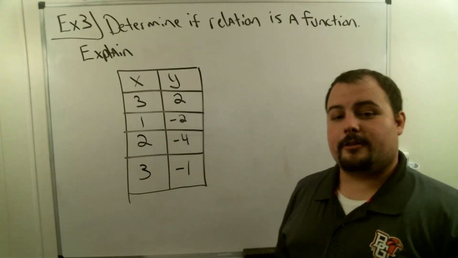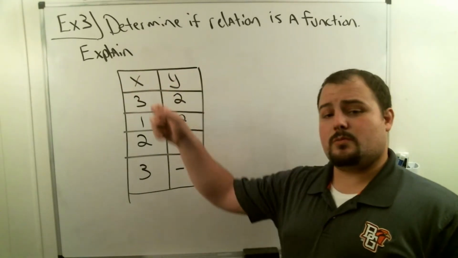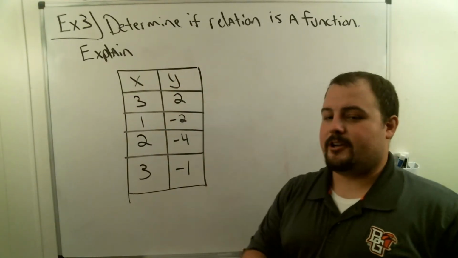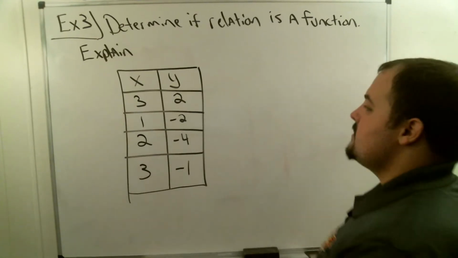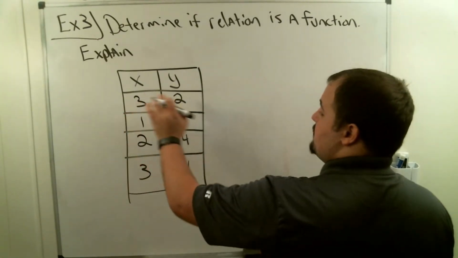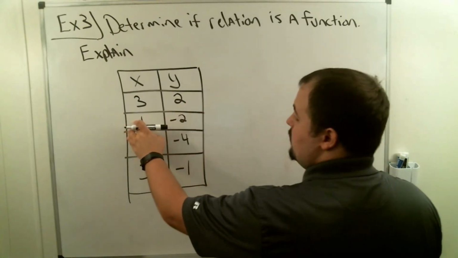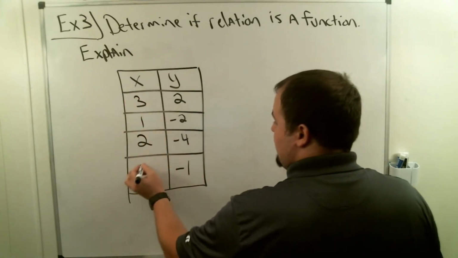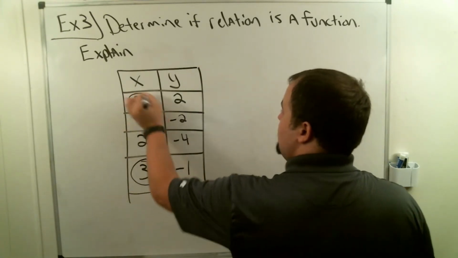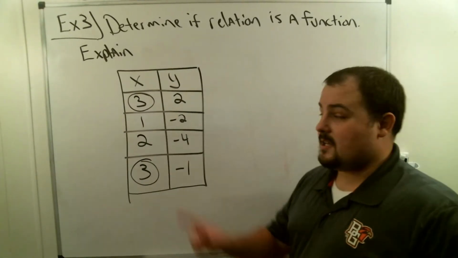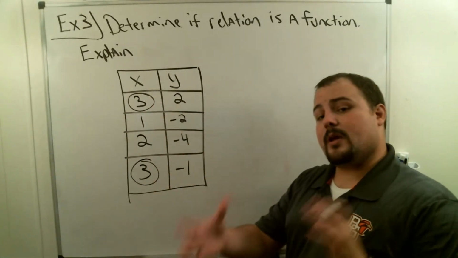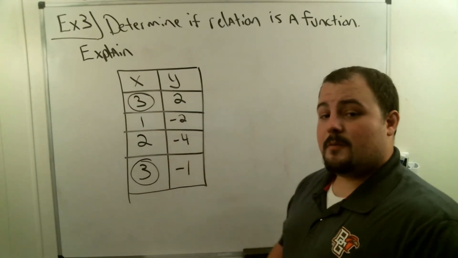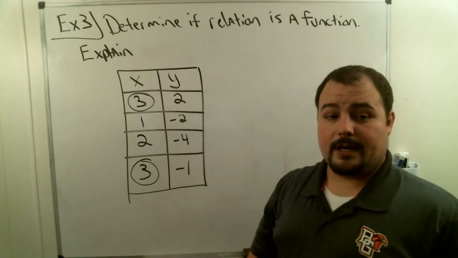In example 3, we have another table, and this time instead of domain and range, we have x values and y values. And we have to determine whether or not a function exists. Reminder, 1 x to 1 y. So, we have 1 x, which is 3, to 2. 1 x, 1 to negative 2. 2 to negative 4. Now look, 3 came back up. So that means the x value of 3 is happening twice. So this means that our 1 x value of 3 is coming up more than once, and that's not allowed. So this is not a function because we do not have 1 x to 1 y.